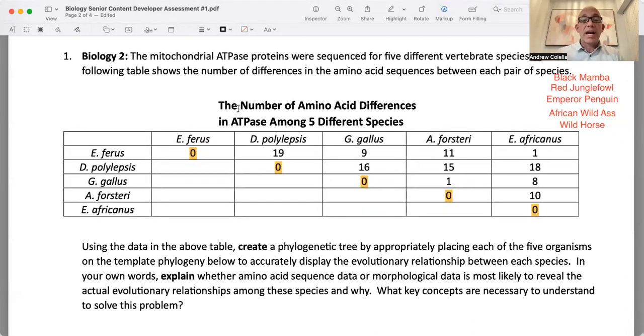Okay, so let's look at the title. The number of amino acid differences in ATPase among 5 different species. So on the vertical axis over here, they list 5 different species, and they're given their scientific Latin names, genus and species. Across the horizontal axis, same. And then they've got some numbers which represent the number of amino acid differences in ATPase among these 5 species. Let's slow down and think about ATPase.